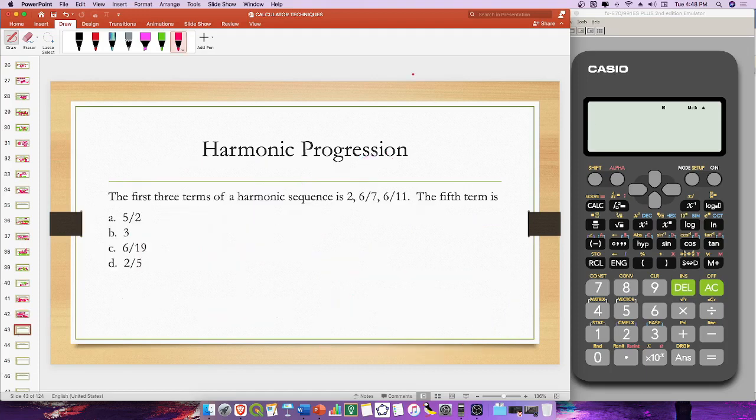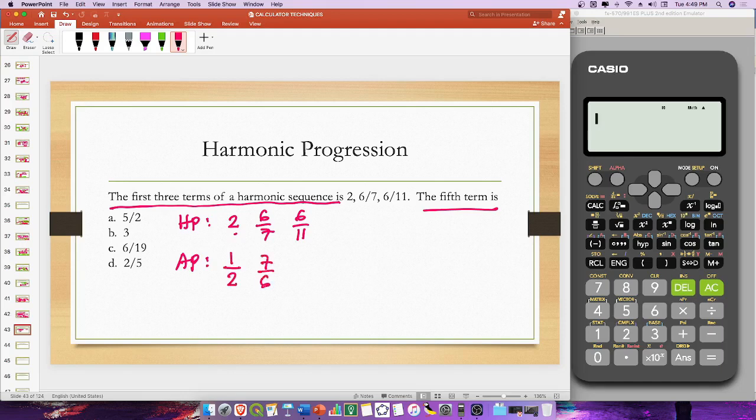Let's solve this one. These are the three harmonic sequence terms. The first 3 terms of the harmonic sequence are 2, 6 over 7, and 6 over 11. The 5th term is? As I said a while ago, we are going to analyze this using arithmetic progression. Take note, the terms in the arithmetic progression are just the reciprocal of your harmonic progression. So the first term will be 1/2, the second term will be 7 over 6, and the third term will be 11 over 6. These are the terms in arithmetic progression: A1, A2, and A3, and we will look for A5.